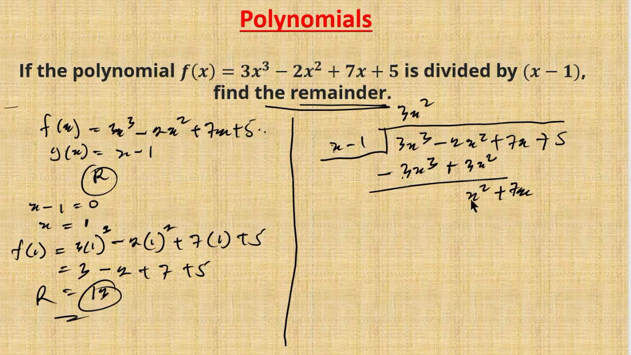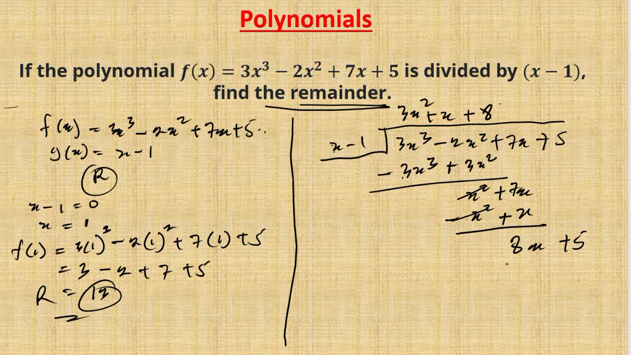X into x squared gives plus x. X times x is x squared minus x. Now again, we subtract the lower one from the upper one. So this is minus, then this becomes plus. So minus x squared plus x squared cancels, and 7x plus x is 8x plus 5. Now x into 8x gives plus 8. So 8 times the whole of this expression becomes 8x minus 8.